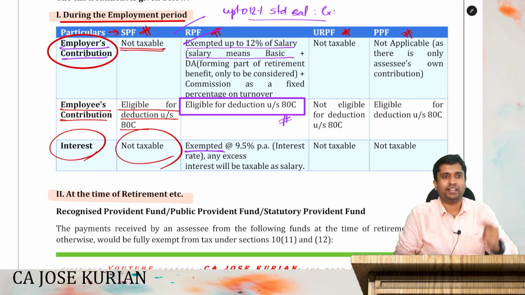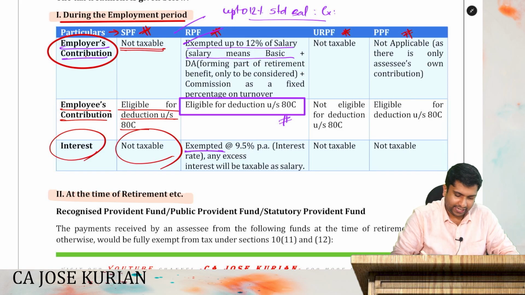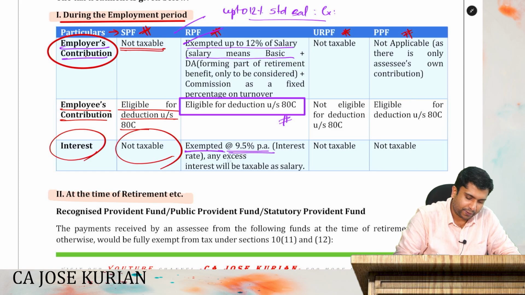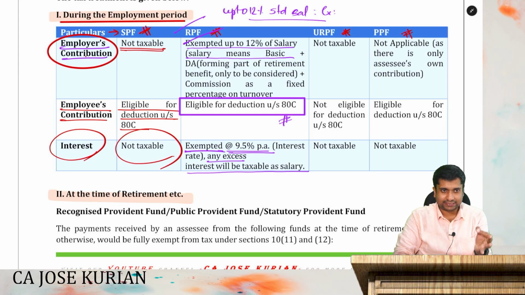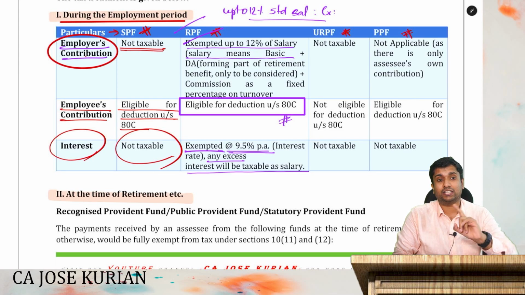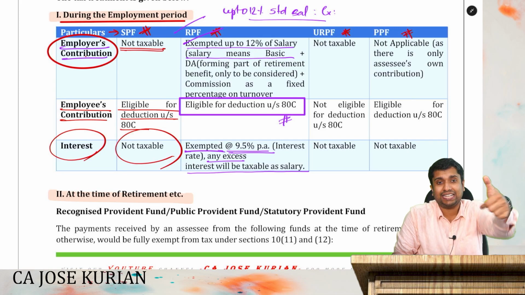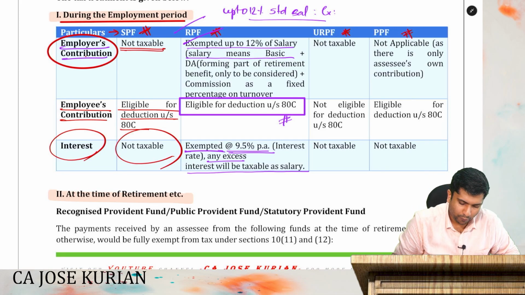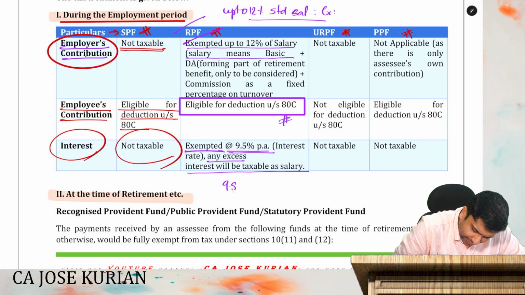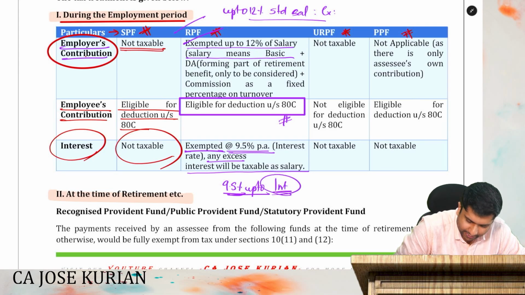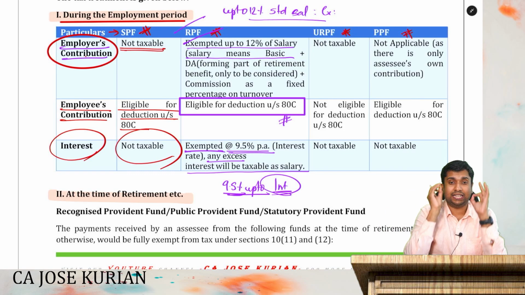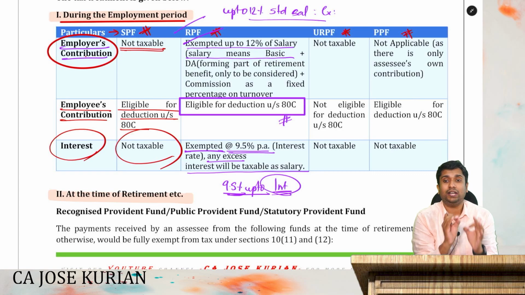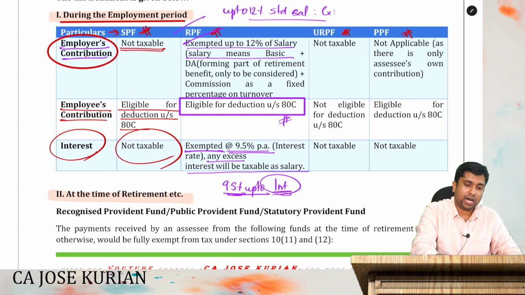It is also exempted, but not fully exempted. They say exempted at 9.5% per annum. Any excess interest will be taxable as salary. That simply means if the percentage of interest every year is more than 9.5, the excess will be your taxable salary. How much interest is exempted? 9.5%. Up to 9.5% interest is fully exempted, not taxable. If your interest is more than 9.5%, then the excess shall be taxable at what? Salary.